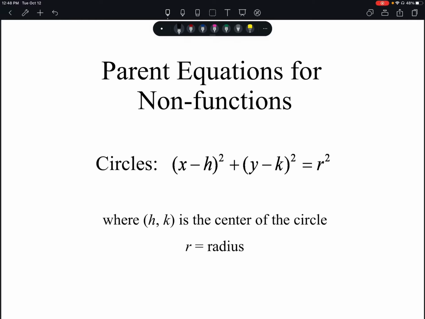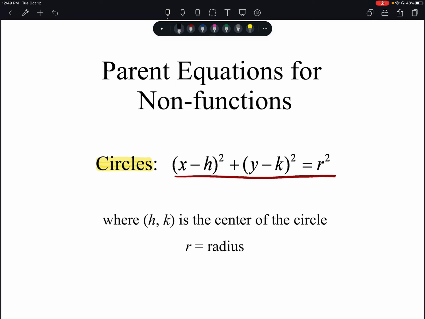Welcome to the lesson for H2-11. This one is on parent equations for non-functions. And the non-function we're going to focus on today is a circle. Now, a circle does have a graphing form, right? We have this equation, (x minus h) squared plus (y minus k) squared is going to equal r squared.